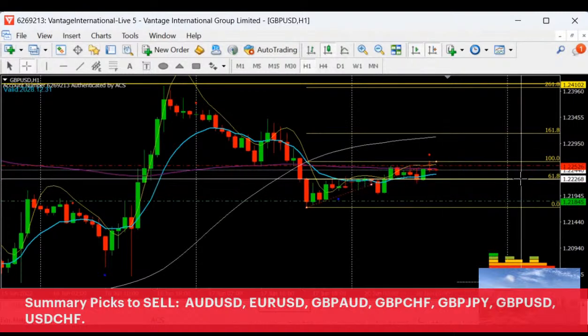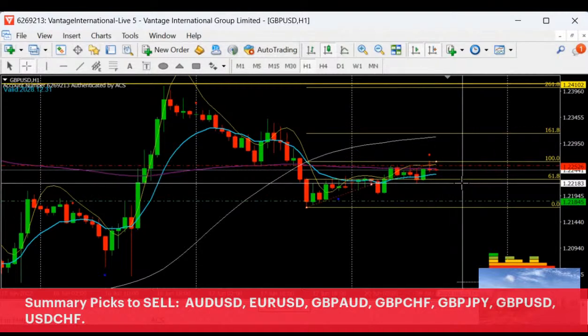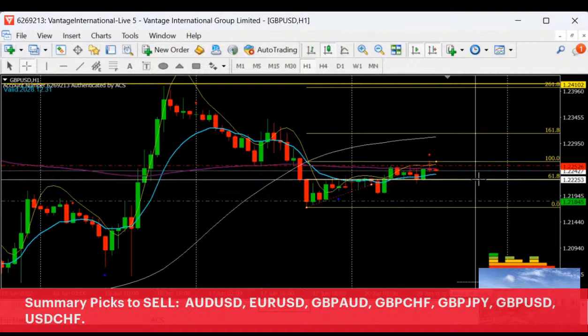Correct? If 61.8 holds, we will go to 161. Exactly here, this area, this one. So we are only about 17 pips away.